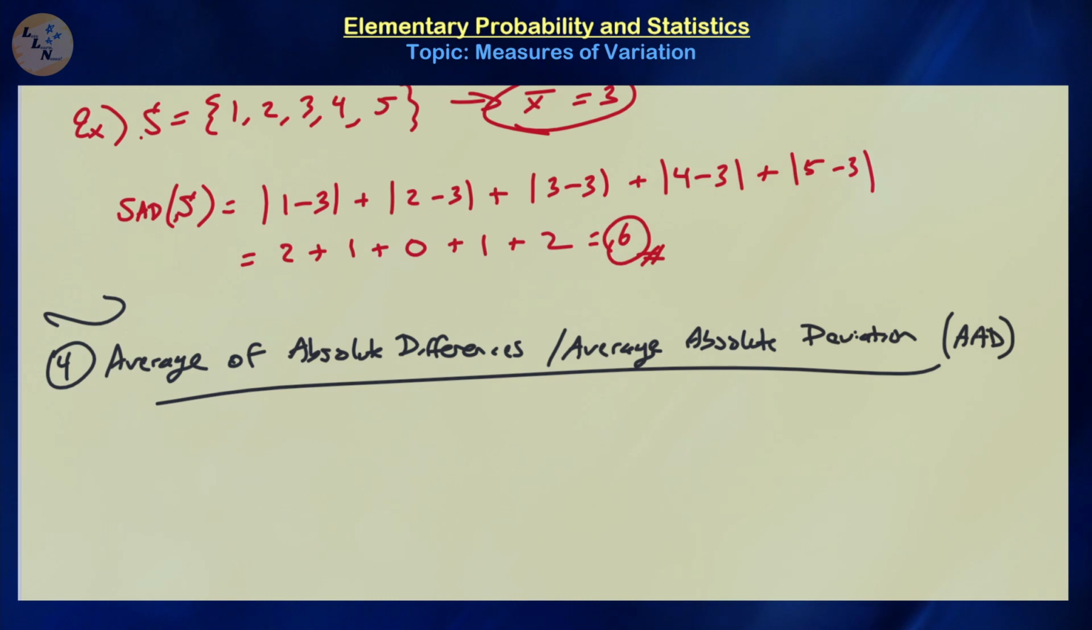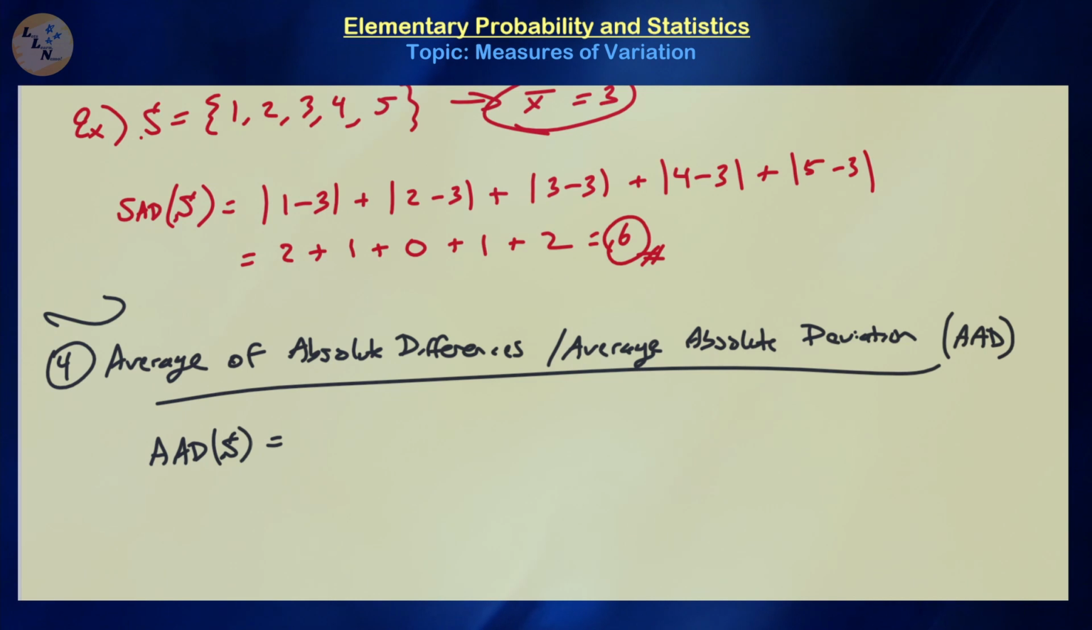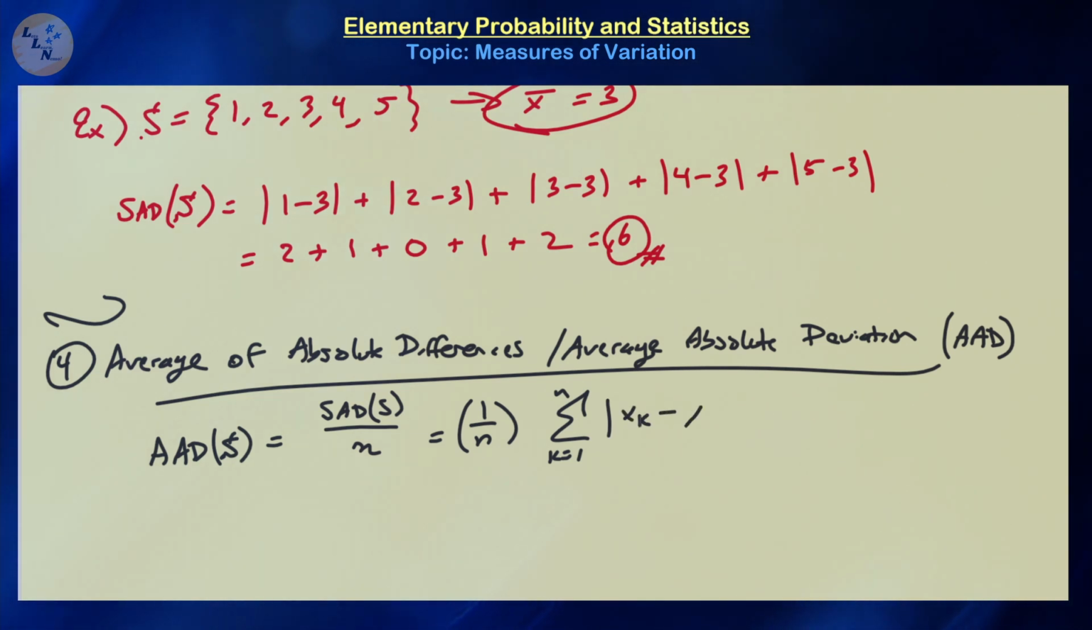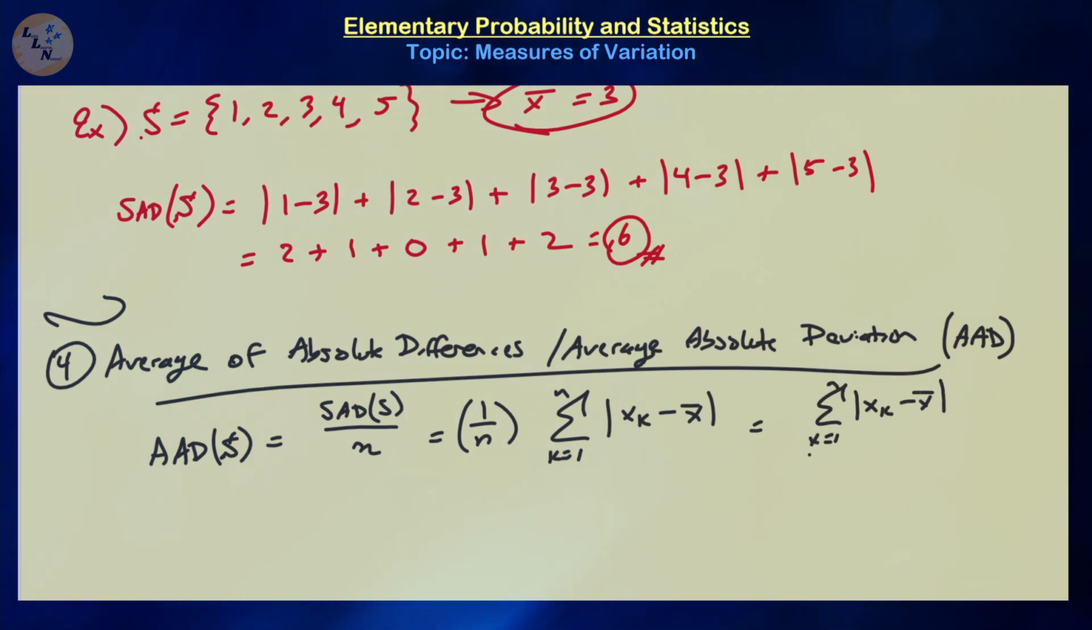So the average absolute deviation of a data set S is going to be equal to the sum of absolute differences of S divided by the sample size n. So that's going to be equal to 1 over n times the sum from k equals 1 to n of the absolute value of xk minus x bar. Some people may even write this as the sum from k equals 1 to n of the absolute value of xk minus x bar, all over the sample size n. That's equivalent.